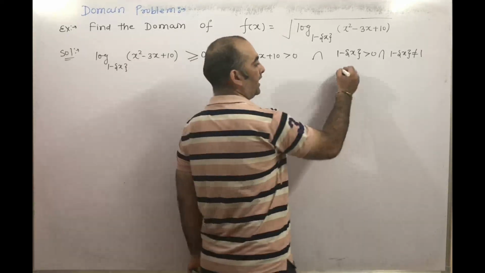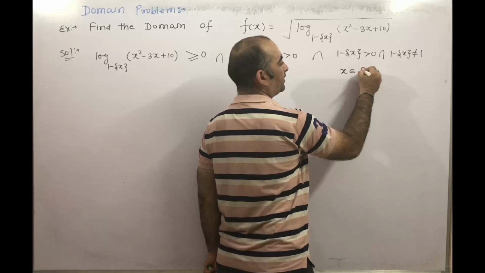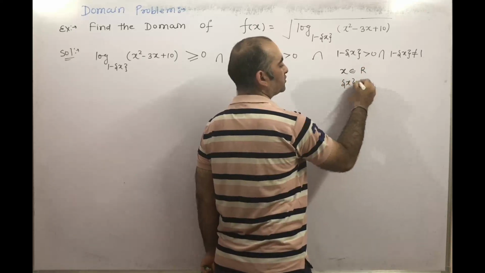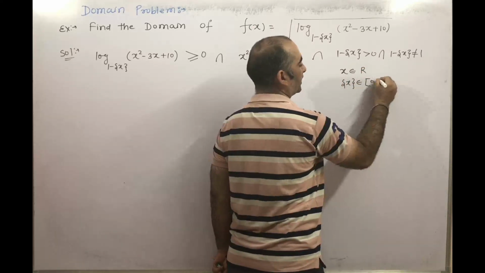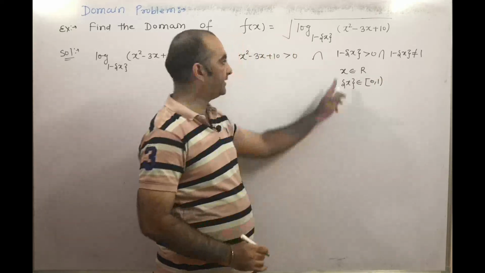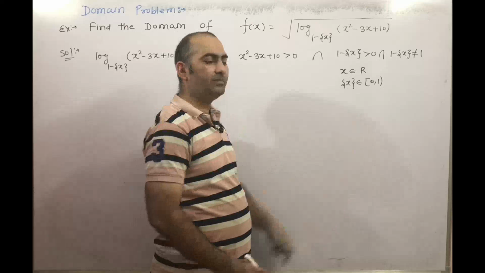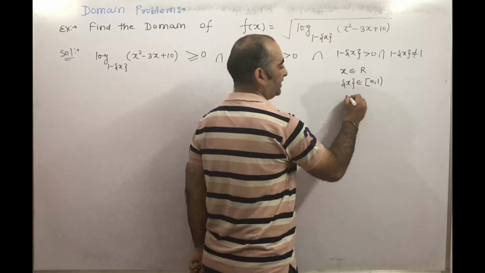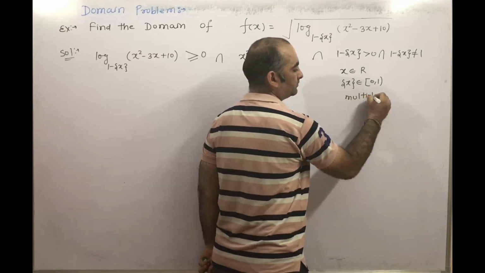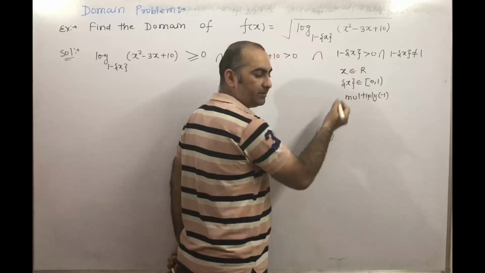Okay, we know for x belongs to R, the fractional part of x always belongs to what? The closed interval 0 to 1. But we want 1 minus the fractional part of x. So here we want minus the fractional part of x. So here multiply by minus 1. So what will come here?